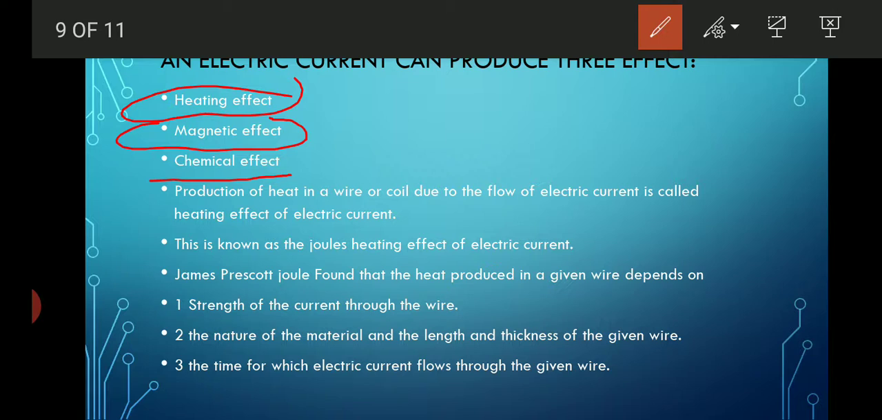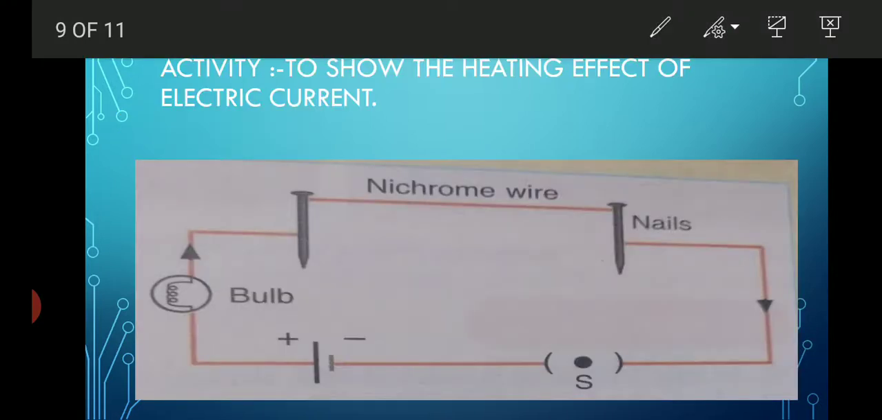You can also define it as the production of heat in a wire or a coil due to the flow of electric current. This is also known as the Joule heating effect of electric current, described by James Prescott Joule, a famous scientist, who found that the heat produced in a given wire depends on the strength of the current through the wire, the nature of the material, the length and thickness of the wire, and the time for which the electric current flows through the given wire.